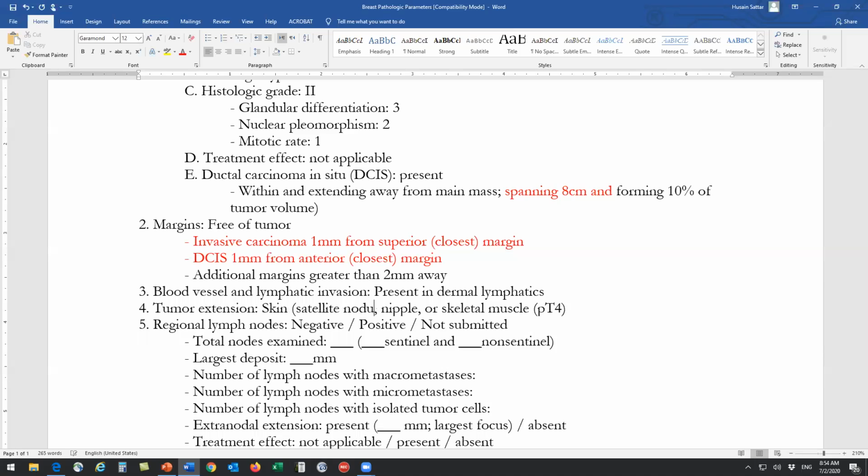Why would I say that? Because that would also change the stage, right? So, again, who cares about skin until it has an effect on how we're staging? So if it's not present, that's fine. We'll talk about what we'll write there in a second.